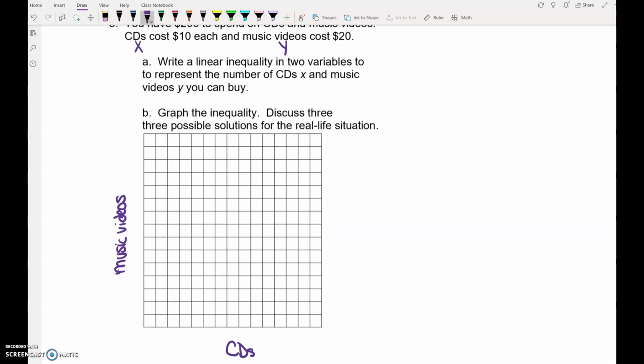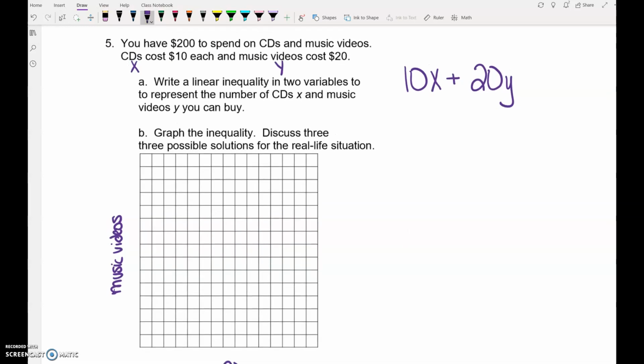So if CDs cost $10 each, we could say $10 times the number of CDs that you buy. Music videos are $20 times the number of music videos that you buy. If you add those prices up, we have $200 to spend. So this is what we are spending, and 200 is our limit.